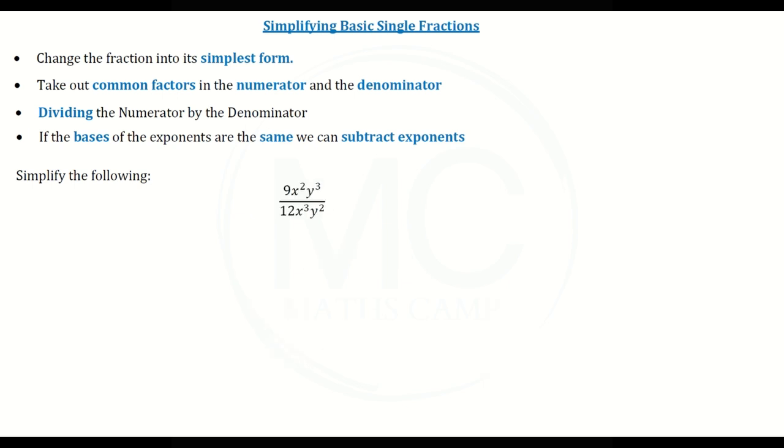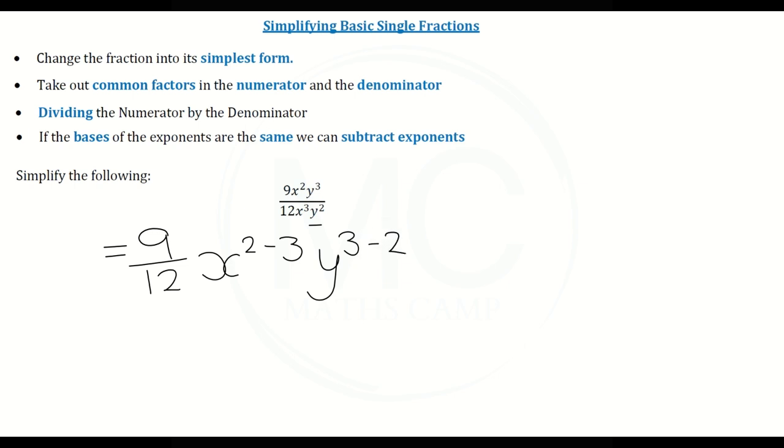Simplify the following: 9x squared y cubed over 12x cubed y squared. Once again, let's break this fraction up. We have 9 over 12. We have x squared divided by x cubed. So let's say minus 3. Then we have y cubed divided by y squared. So we say 3 minus 2.